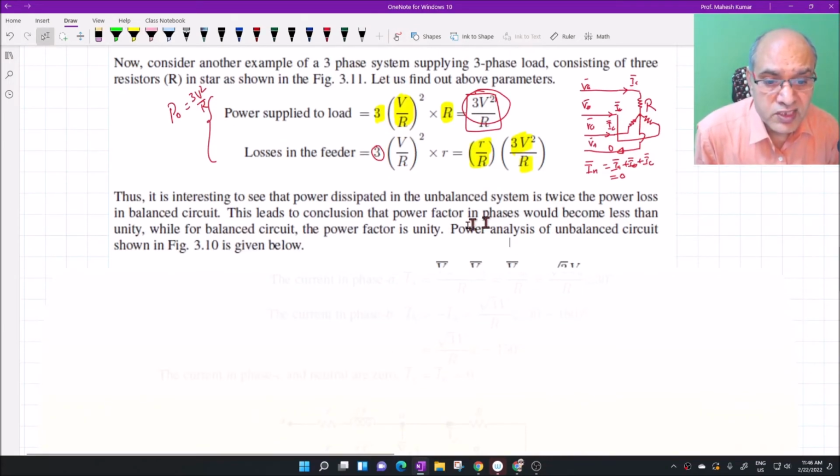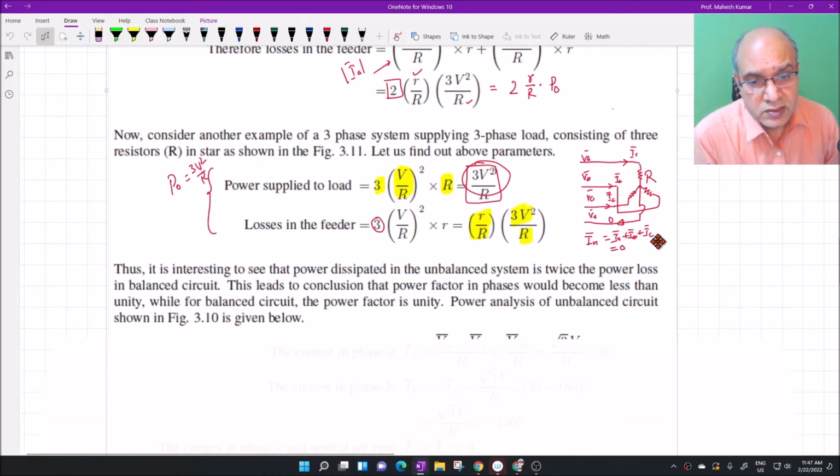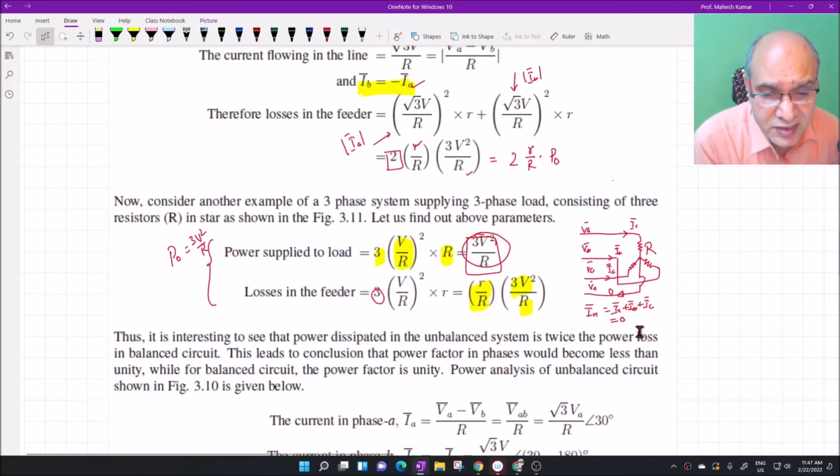So we learned from this very interesting point that the losses become more if the system is unbalanced. So we learned that the losses become more when the system is unbalanced.